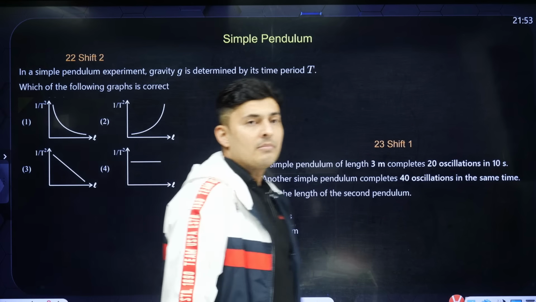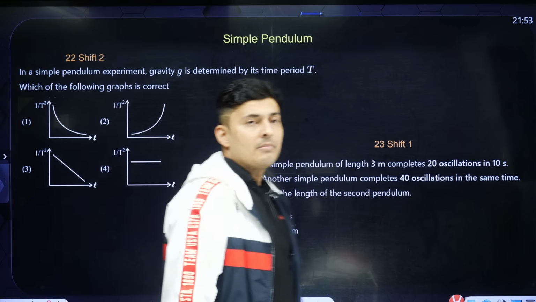How will length depend on time? How will time depend on g? How will g depend on length if time is same? And then what will happen if there are so many oscillations for this length? If the length changes, how many more oscillations will it do? So that kind of questions have come, or simple graph based questions have come. Okay, so very, very important.